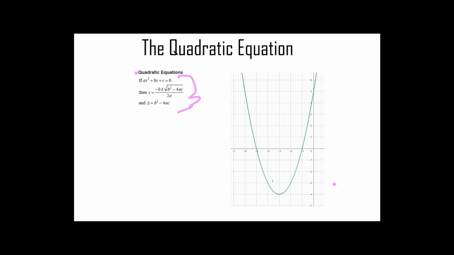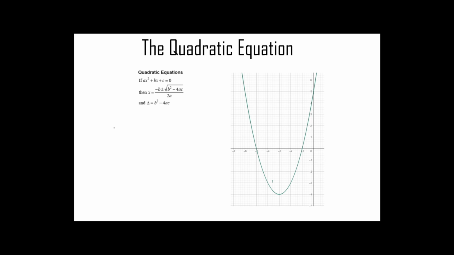Now, don't let that intimidate you. This is given to you. In fact, this is cut and pasted from your exam paper. If you can understand how to use this, you'll find the exam pretty easy, well, the questions to do with quadratic equations anyway. So what does it mean?